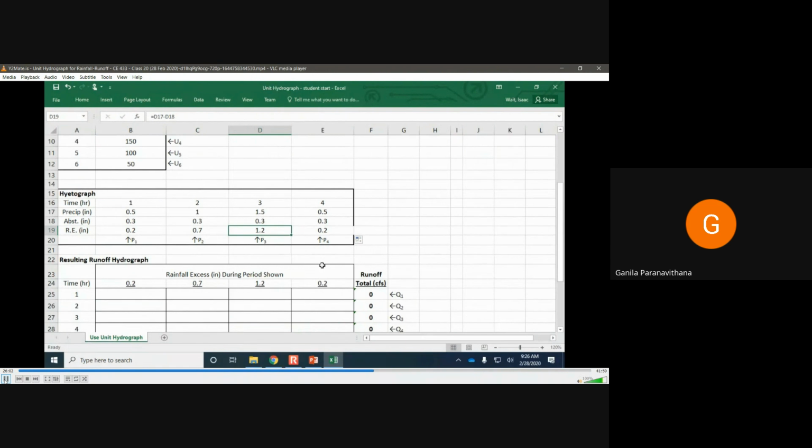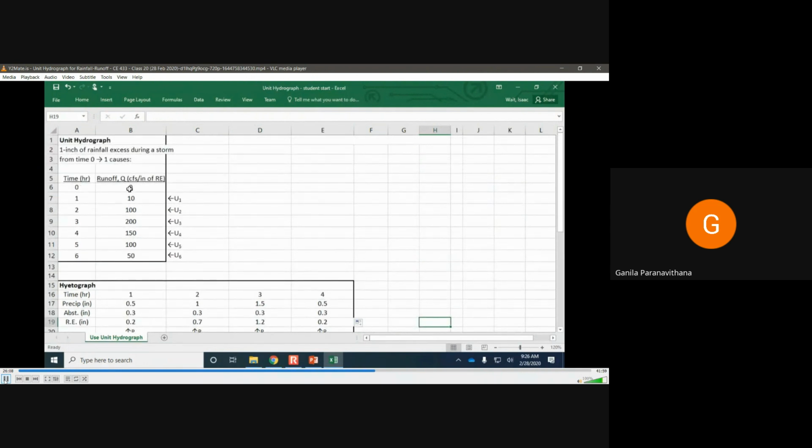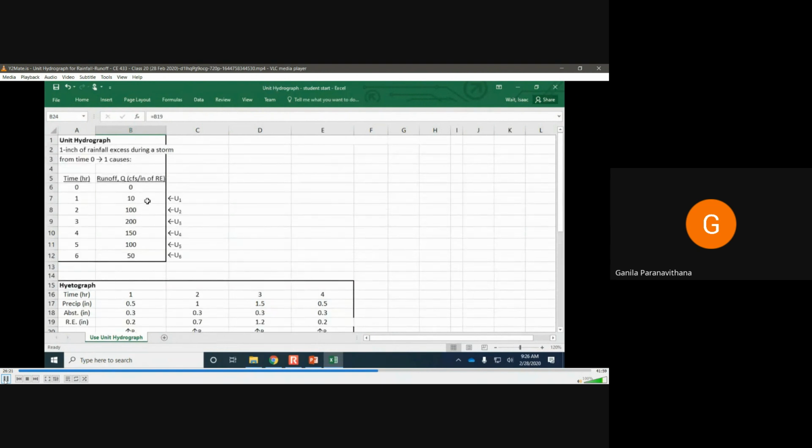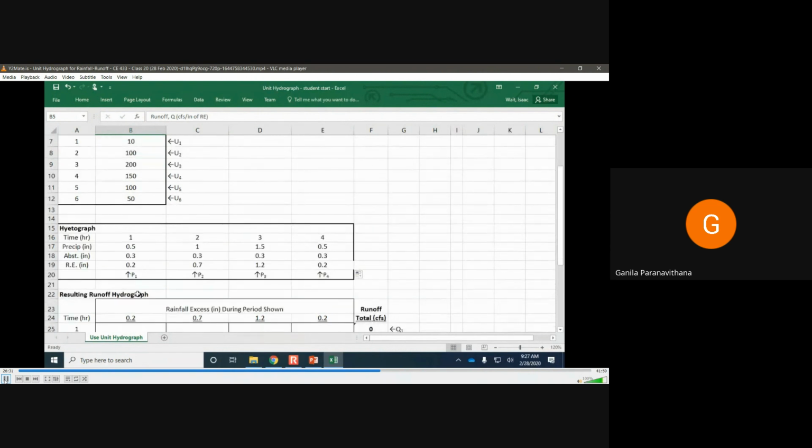Okay, now this is where we linearly scale with the hydrograph that we've got. So remember that this is what you'd see from an inch of rainfall excess. How much rainfall excess do we have during the first hour? During hour 1, we only have 0.2 inches of rainfall excess. And so what that means is we're not going to see 10 CFS during the first hour because the units here are CFS per inch of rainfall excess. And we only have 0.2 inches of rainfall excess. So the 0.2 is rainfall excess during the period shown.